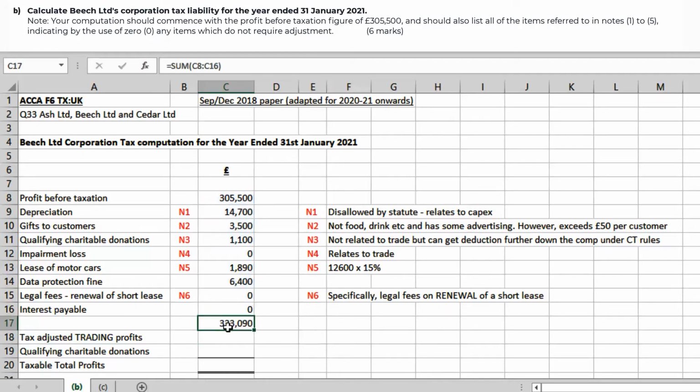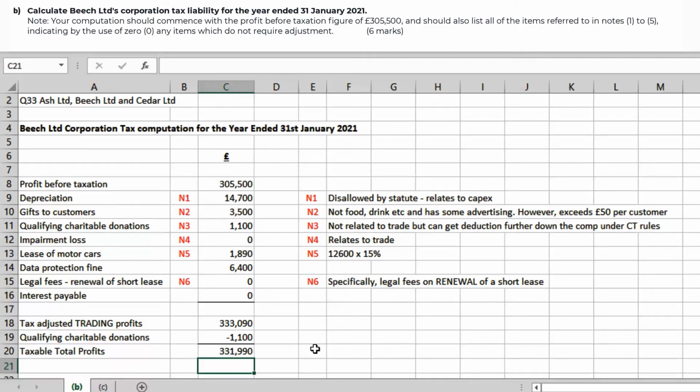That gives us our tax adjusted trading profits of 333,090. There are enough profits available. That's where we get a deduction for qualifying charitable donations. Taxable total profits, therefore, 331,900. Now the question is saying we need to work out the corporation tax liability. So we'll just put here corporation tax liability, and it would be 331,990 times 19%, which gives you 331,990.